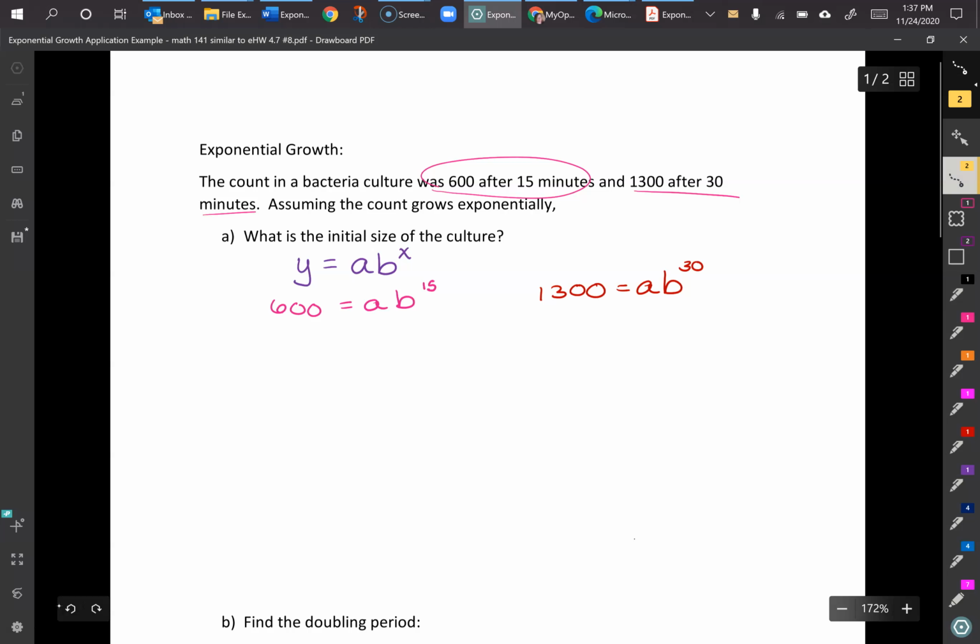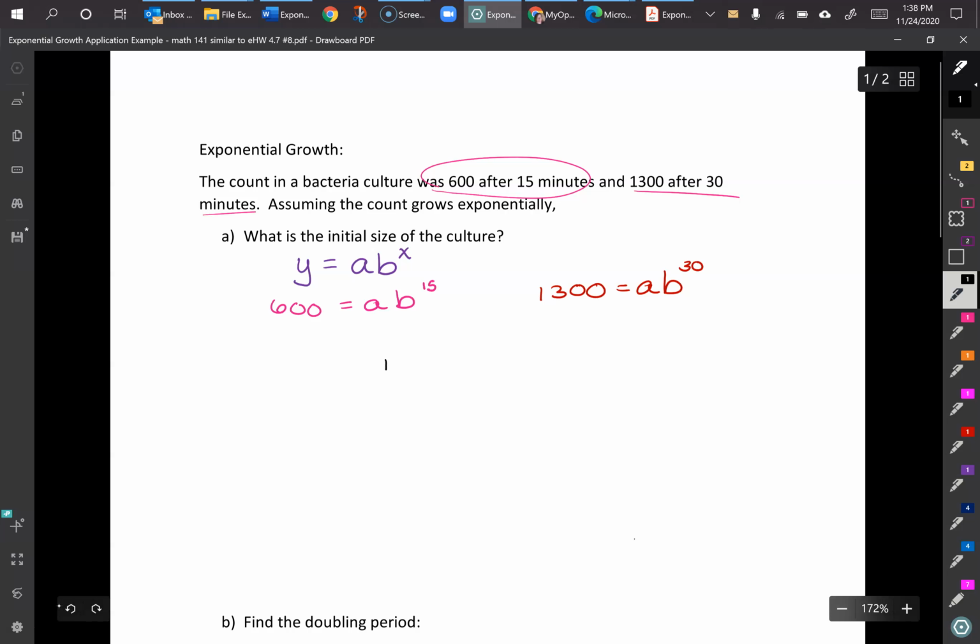The count in a bacteria culture was 600 after 15 minutes. So that's this first equation, 600 equals A, B to the 15th. And 1300 after 30 minutes. So I have this one over here, 1300 equals A, B to the 30th. Now a neat thing, not only can we subtract equations like you've done before with systems, you can actually divide them. So you can add, subtract, multiply, and divide equations. That's a nice little quick way to do this.